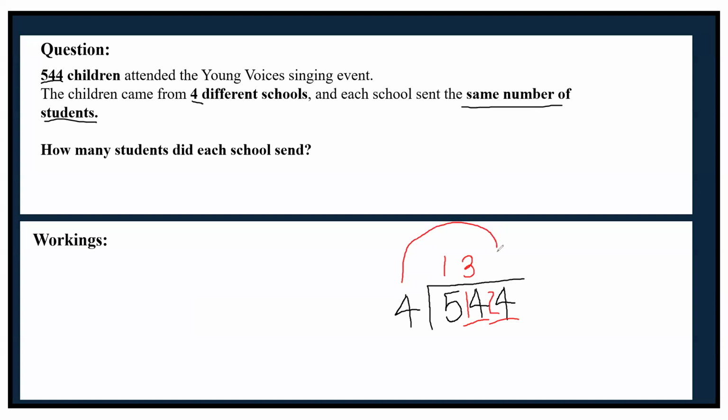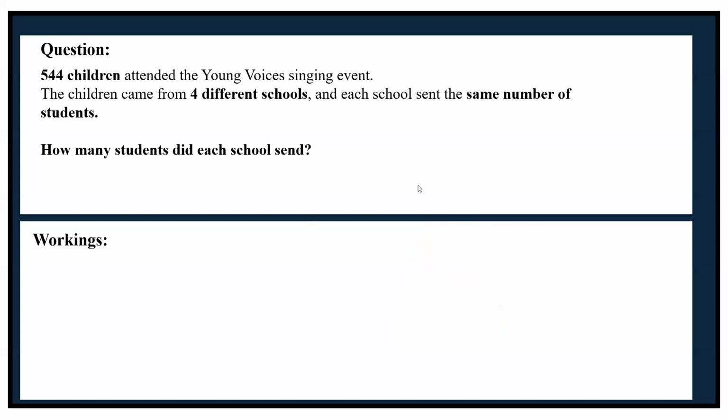How many times does 4 go into 24? 4, 8, 12, 16, 20, 24. 4 times 6 is 24, no remainder, so that's our answer. Our answer is 136. So well done if you said that. And if you didn't, hopefully you can see where you might have gone wrong. Okay, and if you have gone wrong, don't worry about it. Keep focusing and you will get there. Okay, all right, ready for the next one?